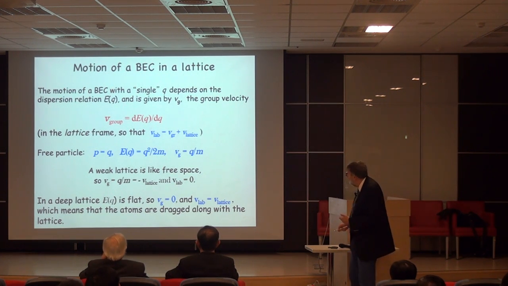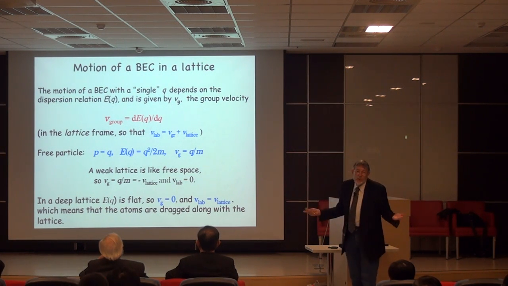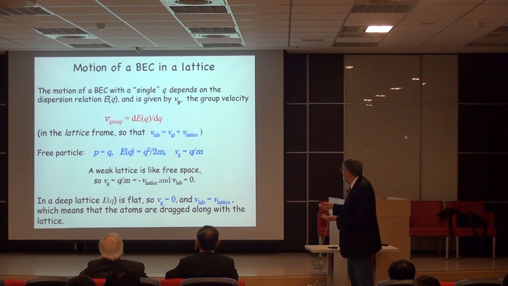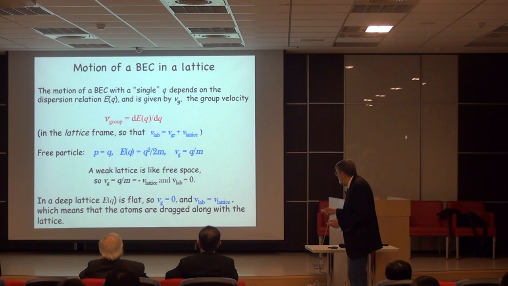Let's see how this works. Let's say that we're in free space. If we're in free space, then the energy is q squared over 2m, the usual kinetic energy, right? Take the derivative of that with respect to q, and you get q over m. That's the velocity, right? p over m is the velocity. So it works just as it's supposed to.